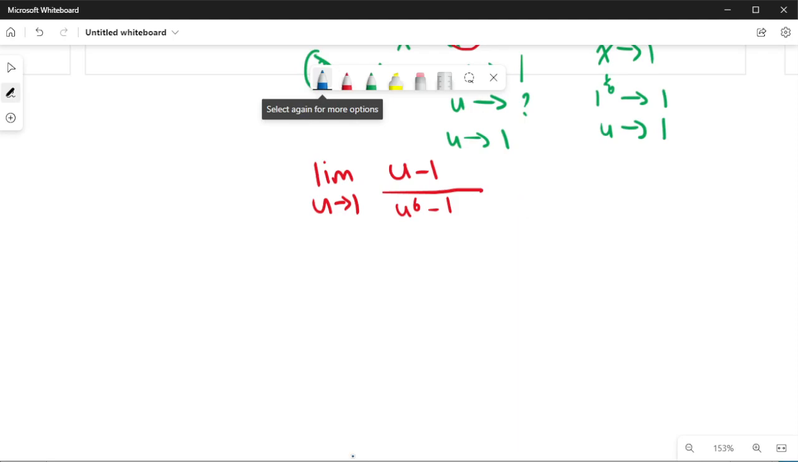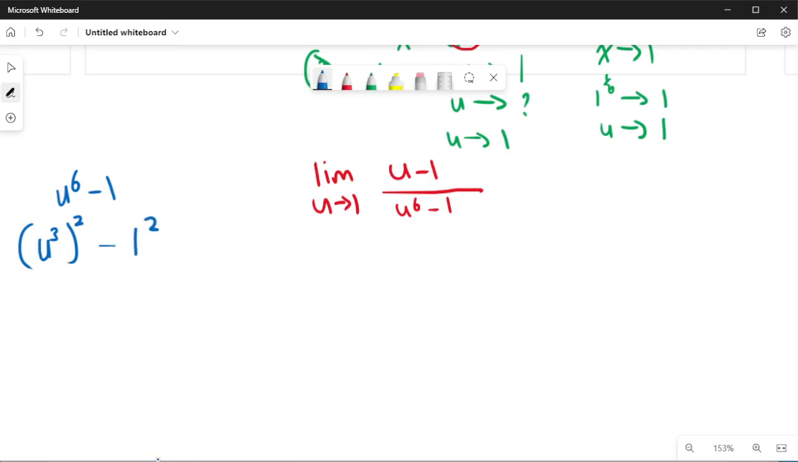Consider the following. If we think about u to the 6th take away 1, what if we imagine that as u cubed squared take away 1 squared? Then really, this is a difference of squares. The squares are u cubed and 1. So what if we were to do a difference of squares on the bottom? Limit as u approaches 1. Now the top is still u take away 1. The bottom is u cubed minus 1 and u cubed plus 1.